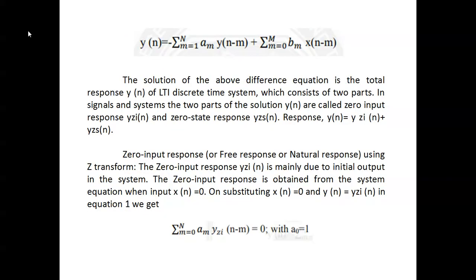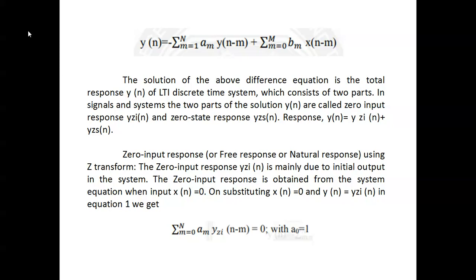Frequency response. The frequency response of LTI discrete time system is represented by the constant coefficient difference equation, that is the equation y of n is equal to minus summation of m is equal to 1 to n. The solution of the above difference equation is the total response y of n of LTI discrete time system.